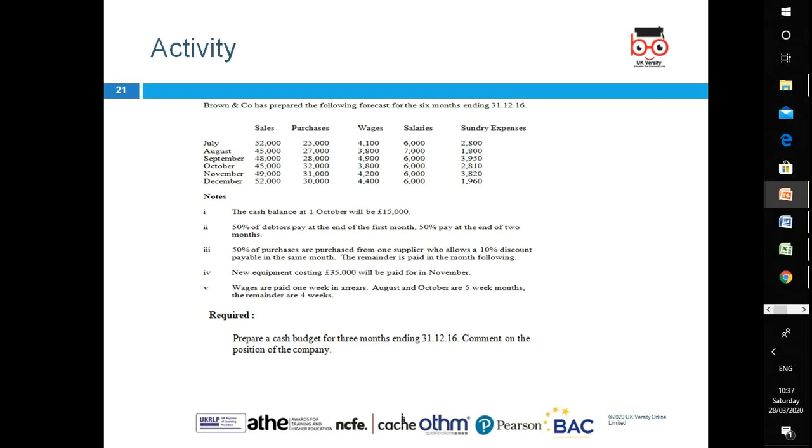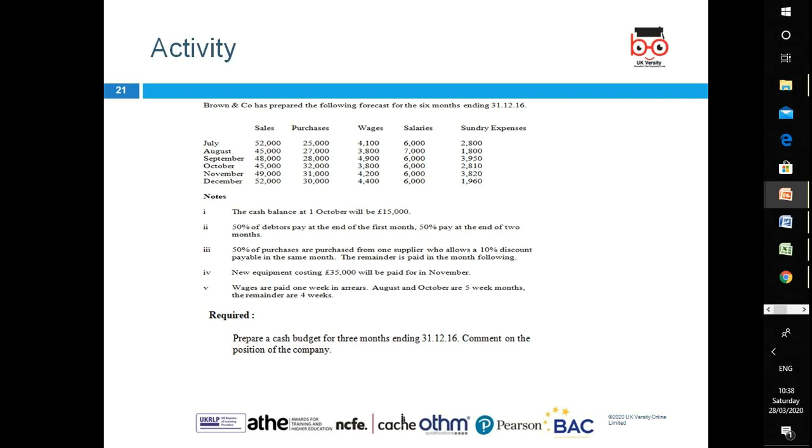So 50% of 52,000, what will 50% be? 26,000. We'll get the money in the month when we sell it. So for July's 52, 26 we will get in July and 26 we will get in August. Then for August, 50% we will get in August and 50% in September. So September is the same. We need to manage the cash based on this.